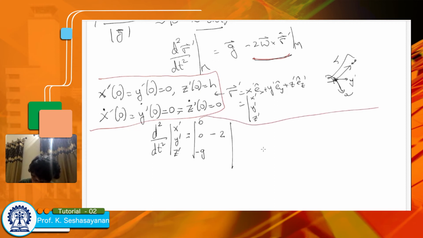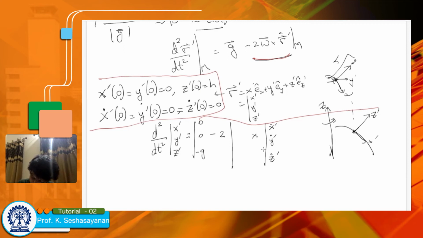Omega vector cross r prime dot vector. So that is again x dot, y dot, z dot. So now what is the omega vector? We know the earth is rotating; this is the z prime axis, the x prime axis, and the earth is rotating about the z axis in the non-inertial frame.